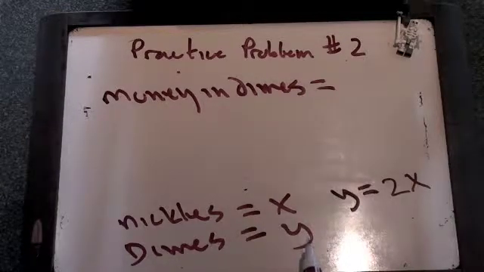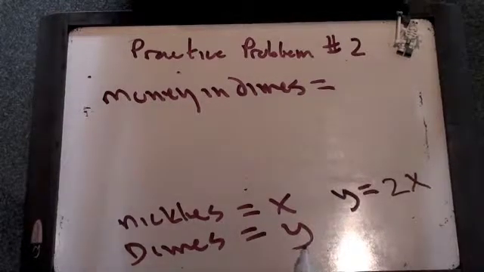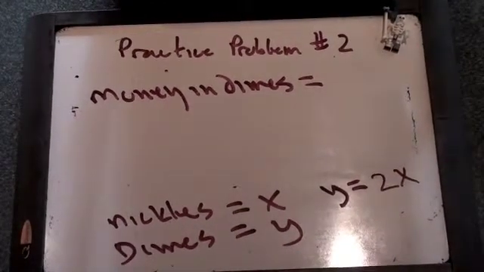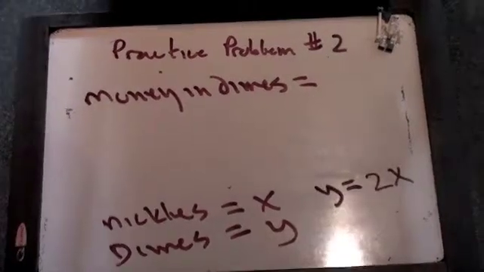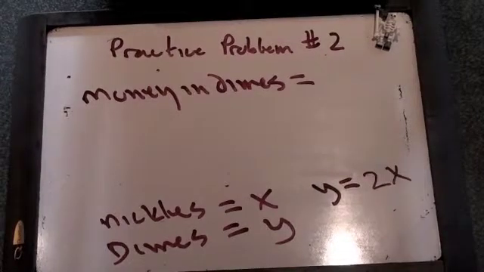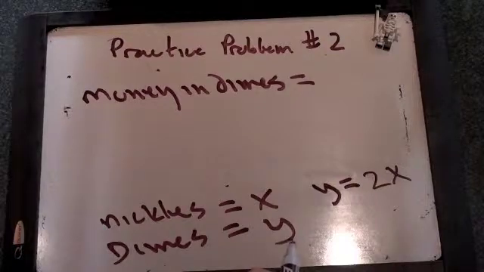No. Let's start again. He has y dimes. So if he has 1 dime, how much money does he have? 10 cents. If y was equal to 2, how much money does he have? 20 cents. If he has 3 dimes? 30 cents. Okay. So if he has y dimes, how much money does he have in dimes?